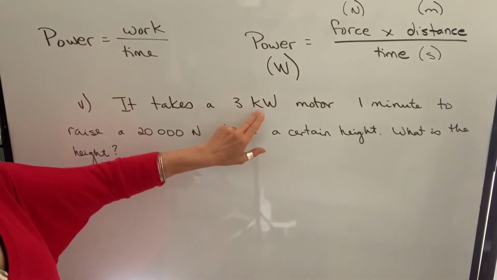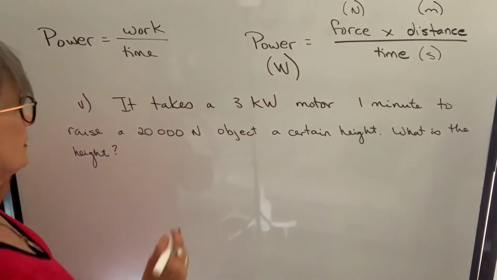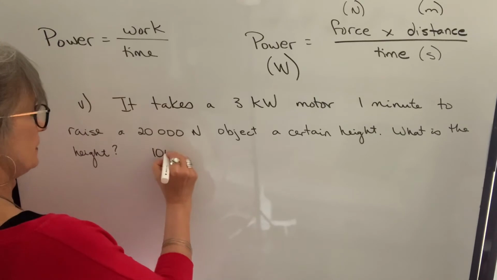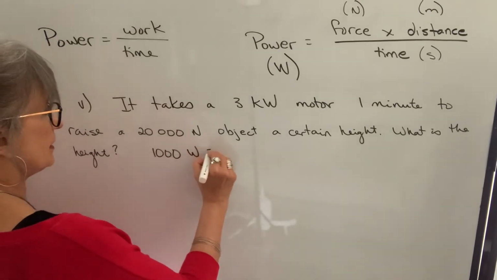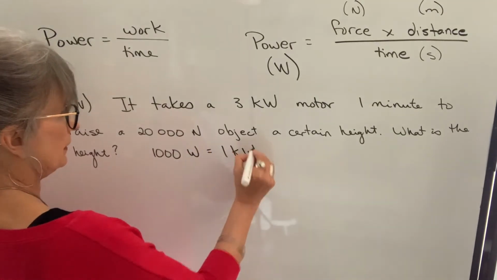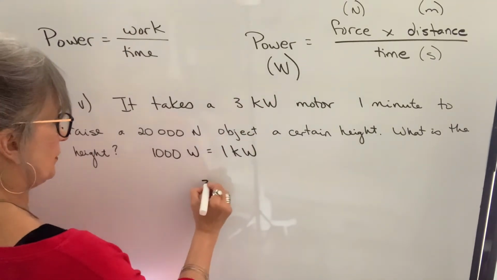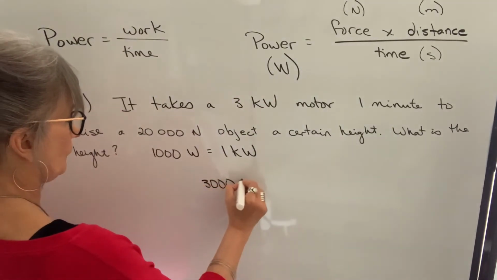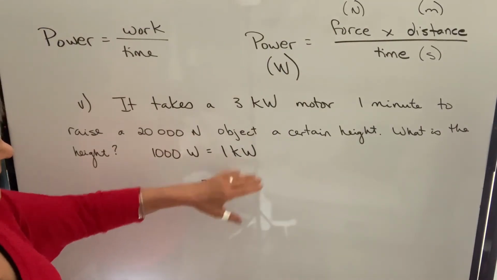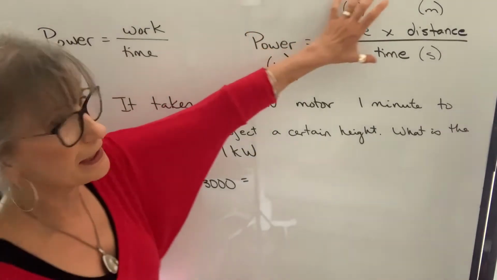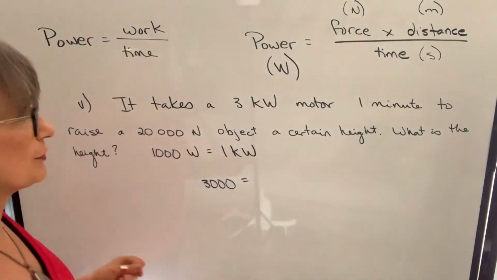3 kilowatts, we need to change to watts. So remember, 1,000 watts is equal to 1 kilowatt. So 3 kilowatts will be 3,000 watts. So we're going to put 3,000 in. I'm not going to bother with units in this example. Just make sure that you pay attention to the units as you're putting your numbers in.